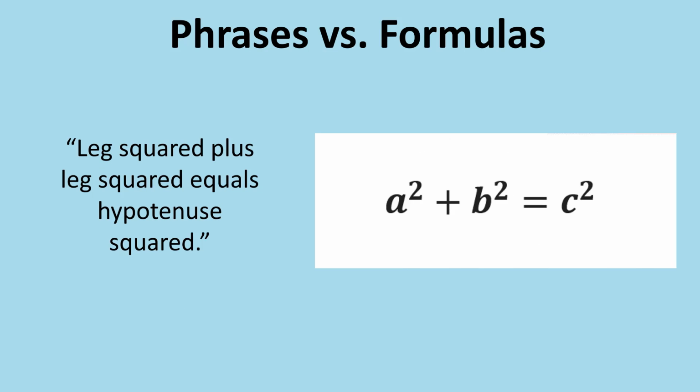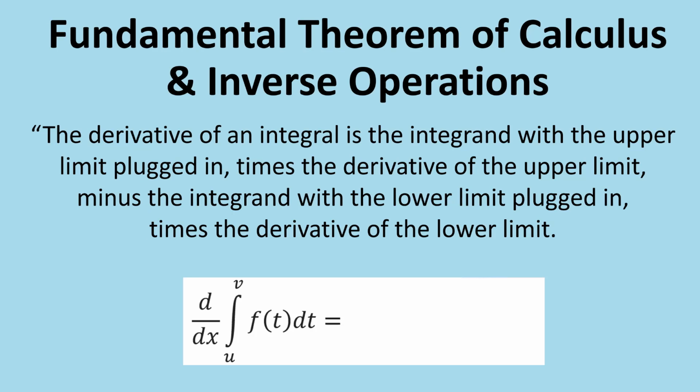And when teaching the Pythagorean theorem, I don't have students memorize a squared plus b squared equals c squared. Instead, we say leg squared plus leg squared equals hypotenuse squared. It's the same idea, but has more information about how and when the theorem works. So for the Fundamental Theorem of Calculus, I teach this phrase.